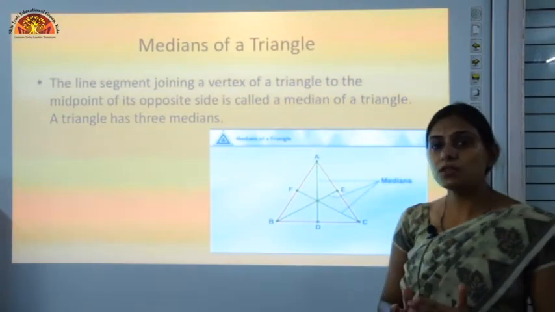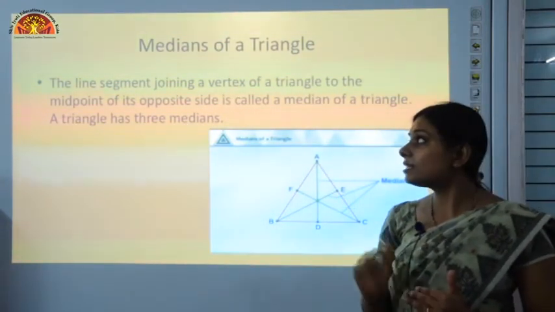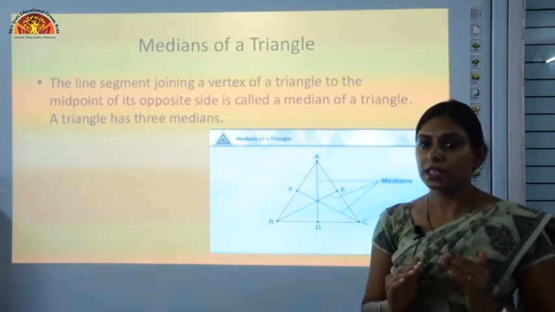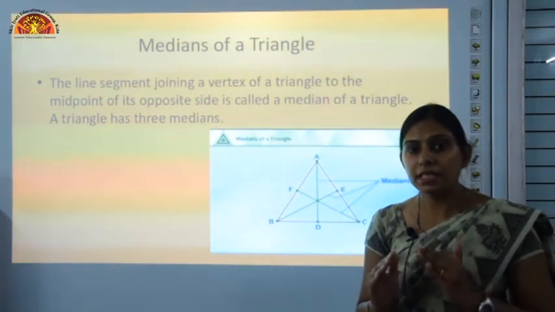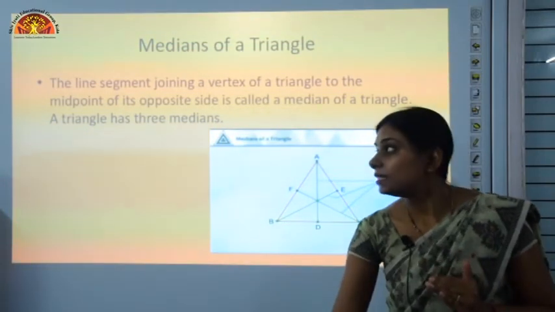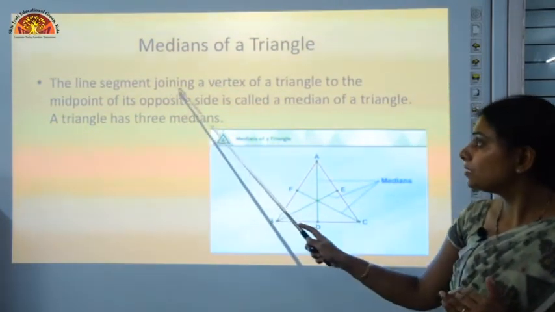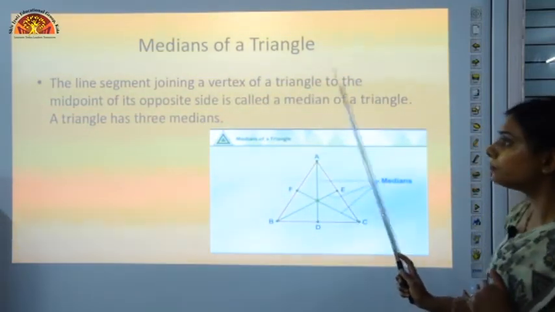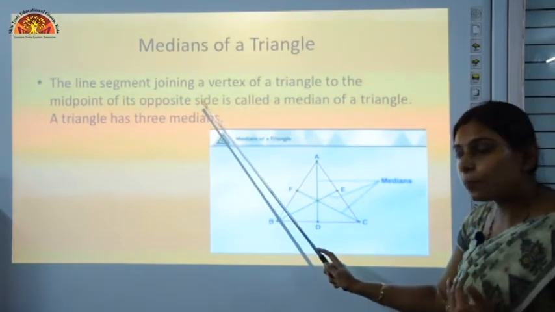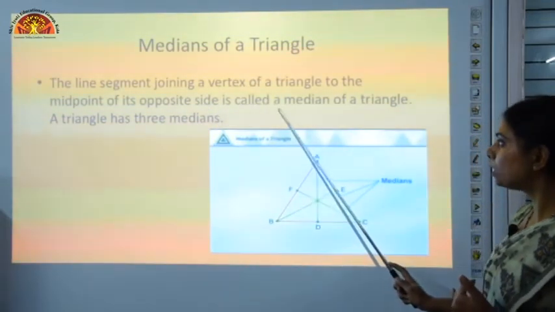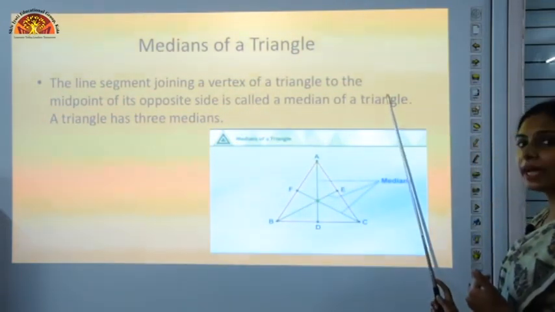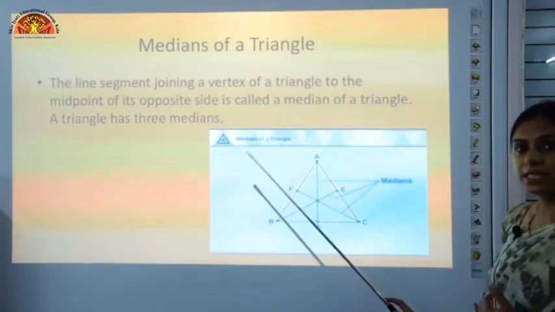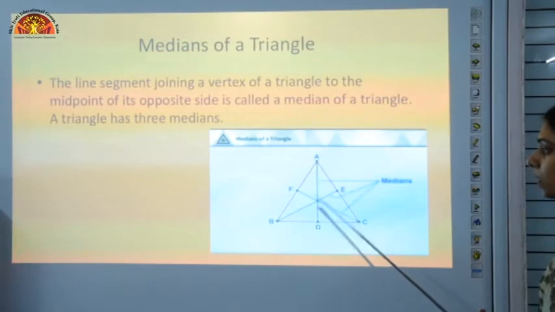Now, medians of a triangle. As the name specifies, medians mean the midpoint. So, we are just talking about now the medians of a triangle, that is the line segment joining a vertex of a triangle to the midpoint of its opposite side is called a median of a triangle. A triangle has 3 medians. You can just have a view over the figure over here.